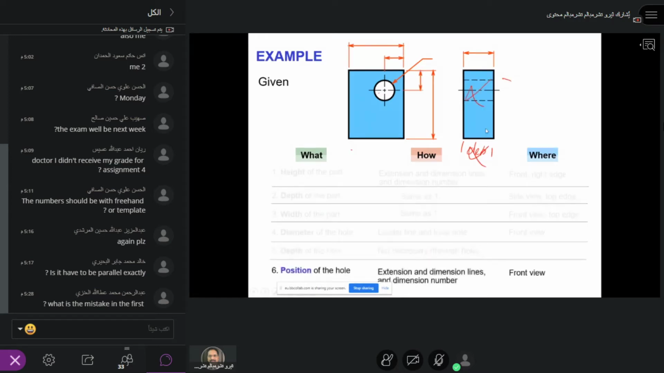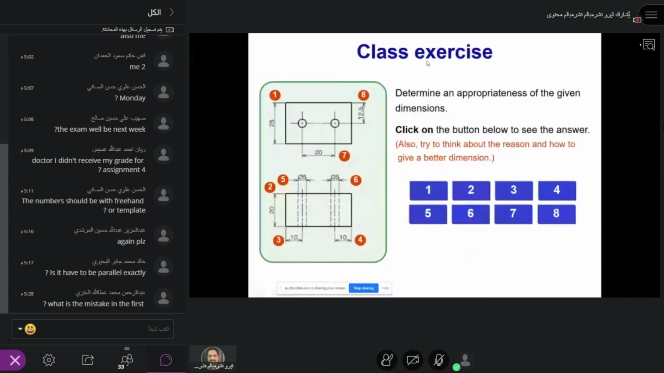Position of the hole from the front view only, not the side view. Never, because this is a hidden line. Never put this as a diameter. So this is wrong. So I'm using it here, and this is okay. Now let's see what are the mistakes here. Is it good or bad?